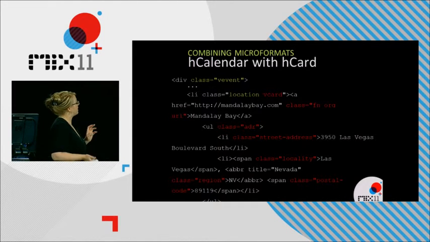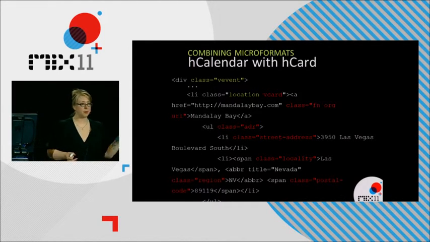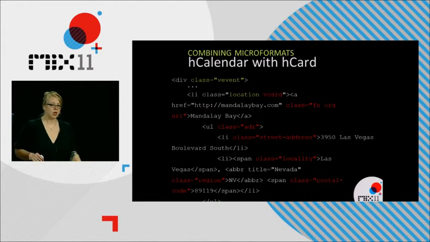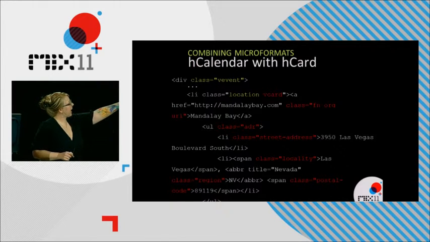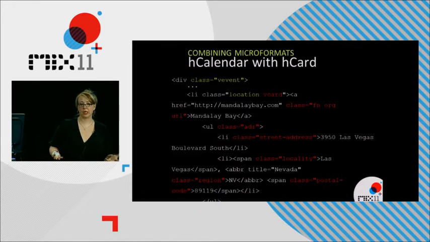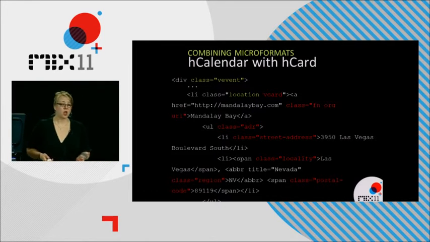The main difference that you'll notice is that when we're not talking about people with hCard, but instead organizations or named places, you add the org attribute next to fn. fn, remember, is the name. Org specifies that this is an organization or a place. And then the rest of it continues through.